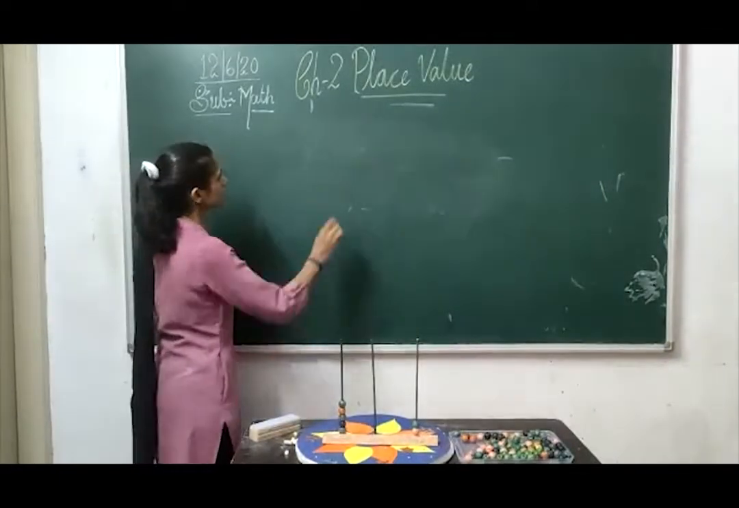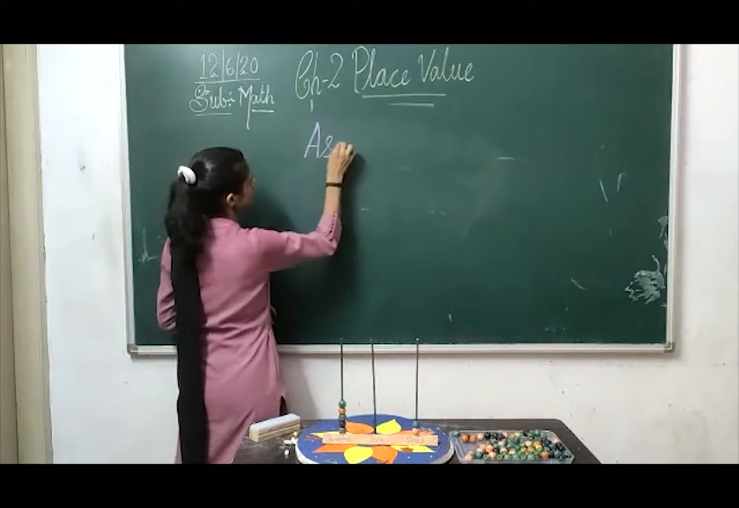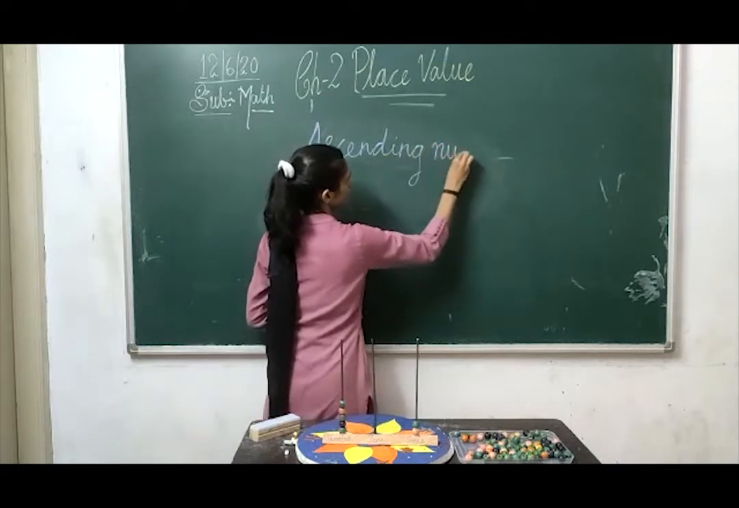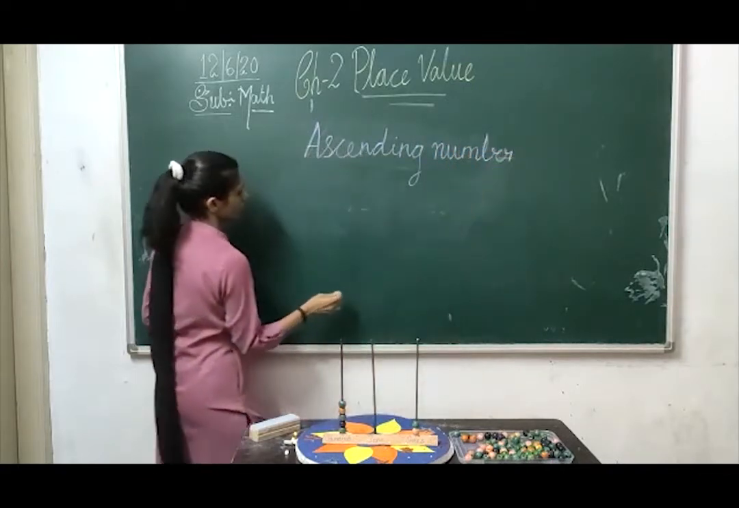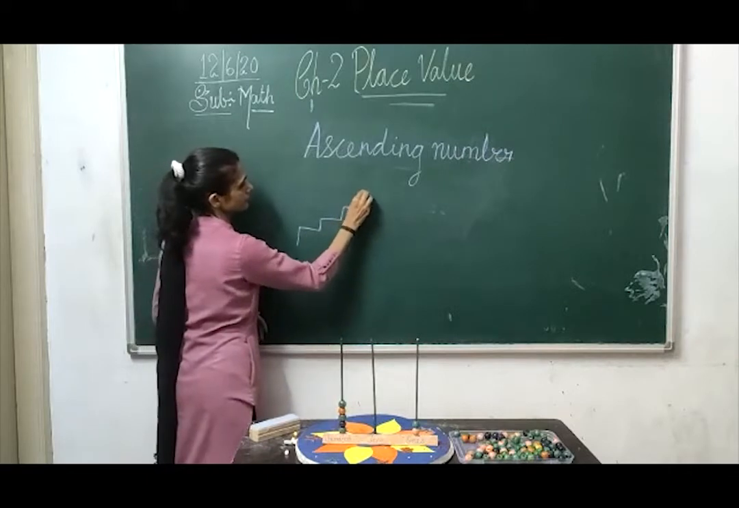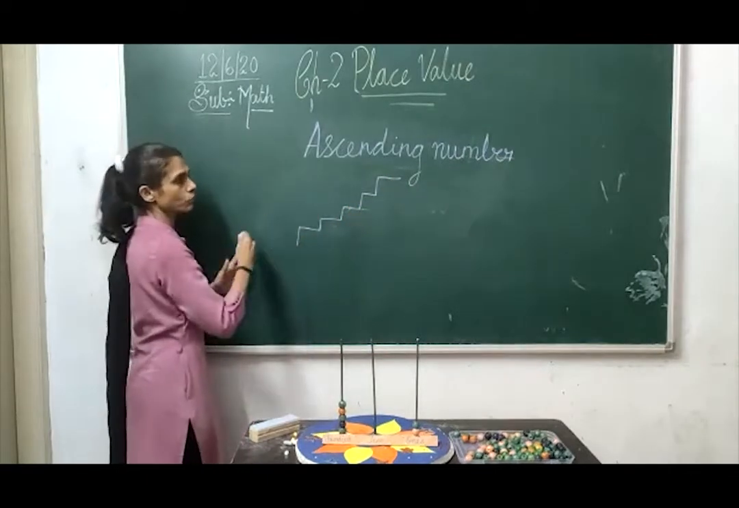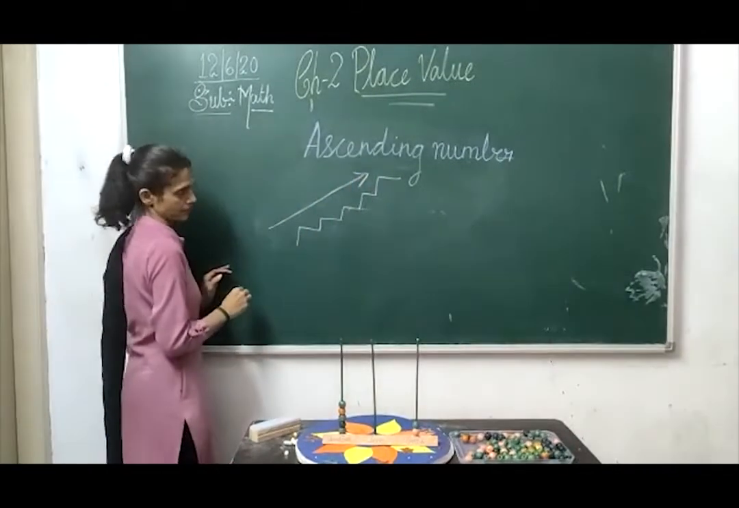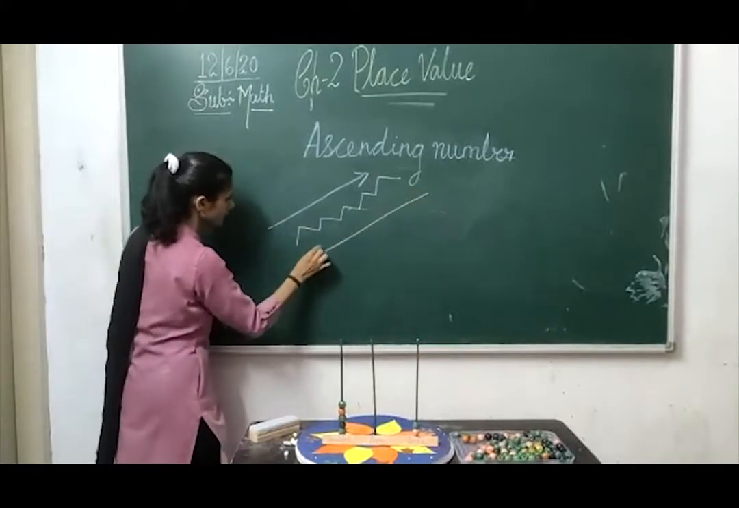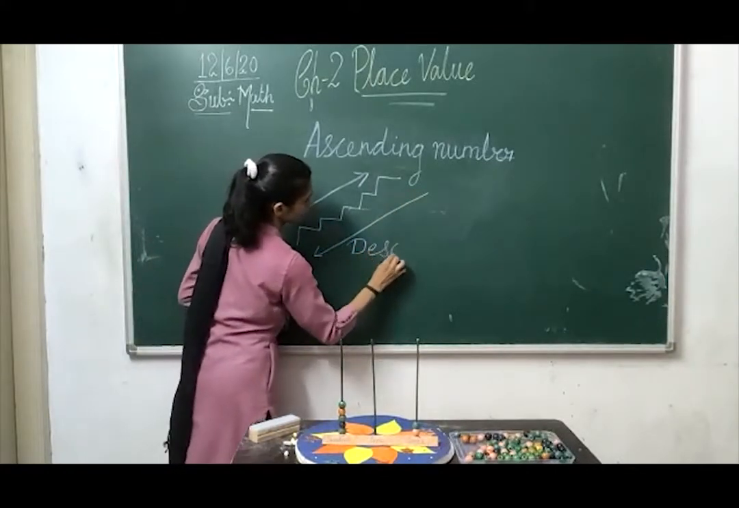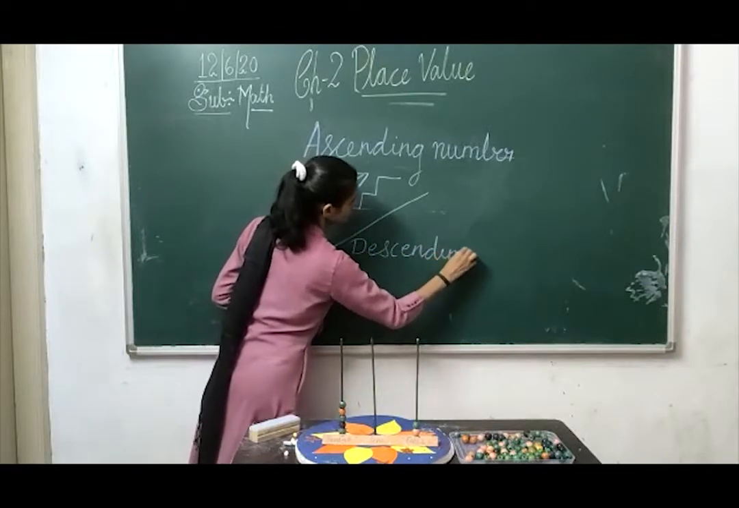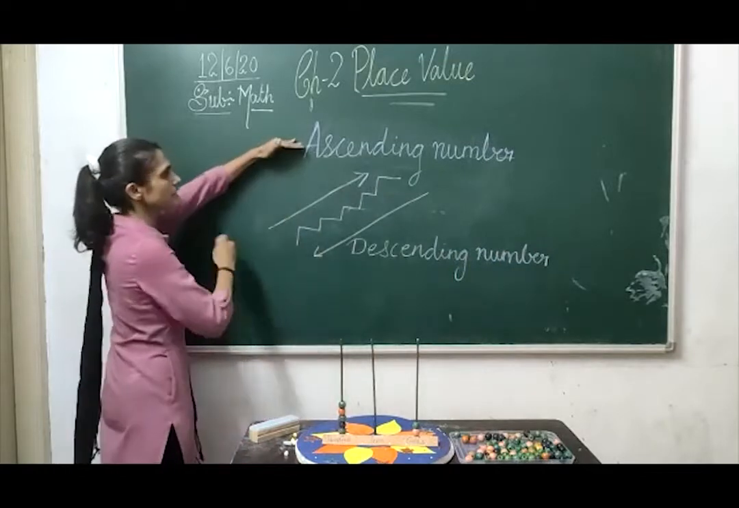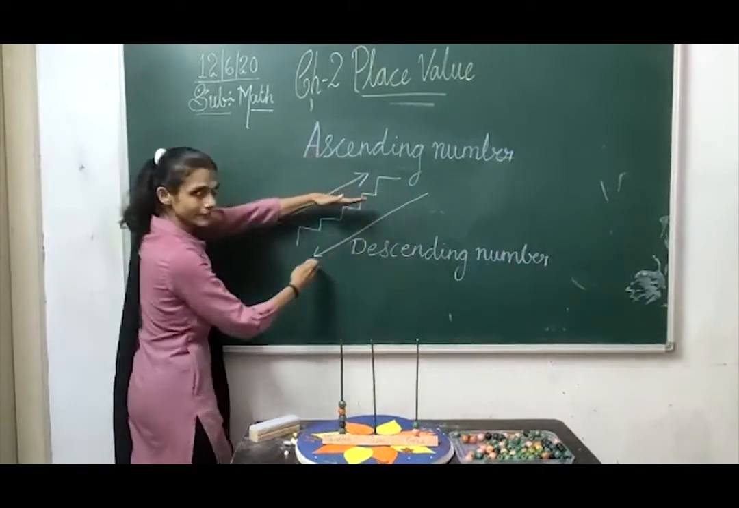Our sixth topic is ascending number. What is ascending number? You are moving upstairs. While you are moving upstairs, that is ascending. Ascending means moving upstairs. But while you are moving downstairs, that is descending number. Okay? Ascending means moving upstairs. Descending means you are moving downstairs.